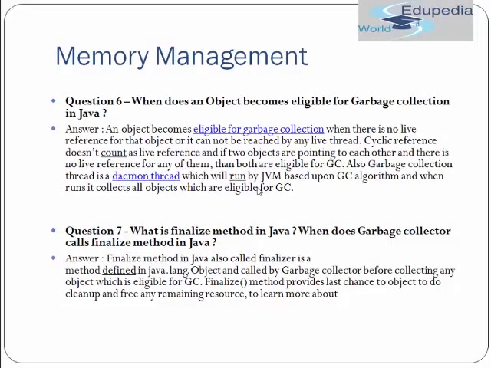Well, the finalize method in Java, also called the finalizer, is a method defined in java.lang.Object. It is already defined in the Object class and it is called by the garbage collector before collecting any object which is eligible for GC. So just before collecting the object, this method runs. And what does it do? The finalize method provides the last chance to the object to do some cleanup and free any remaining resources.